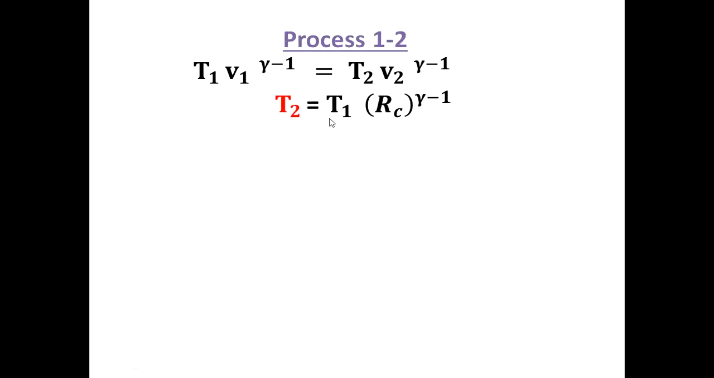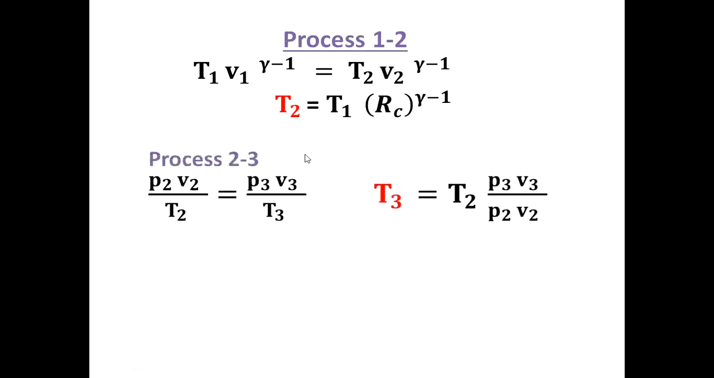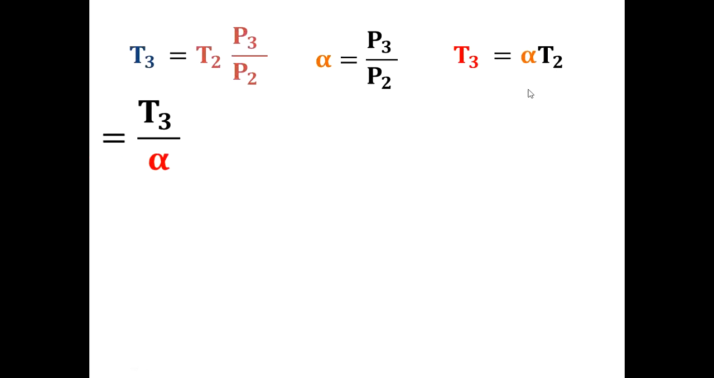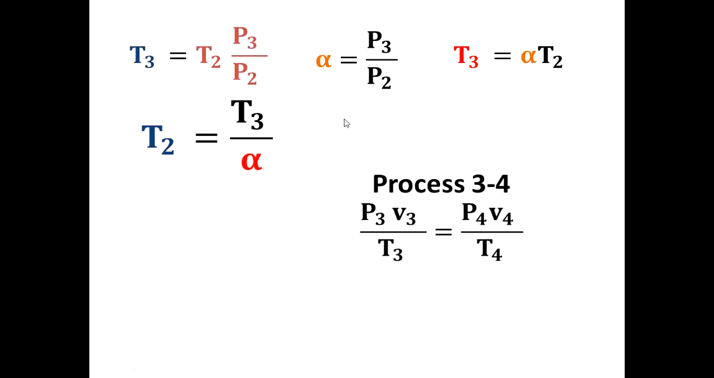1 to 2, you know very well: T2 is equal to T1 Rc to the power of gamma minus 1. Process 2 to 3, therefore your T3 is equal to T2 into P3 by P2. You know what P3 by P2 is? P3 by P2 is the pressure ratio, that is alpha, the explosion ratio. You can note down T3 is equal to alpha into T2. But you can ask me, sir, you already told us to express everything in terms of T1, but you are putting it in terms of T2. You put now T2 is T1 Rc to the power of gamma minus 1, right? You put that, and definitely your T3 will be turned in terms of T1 only.